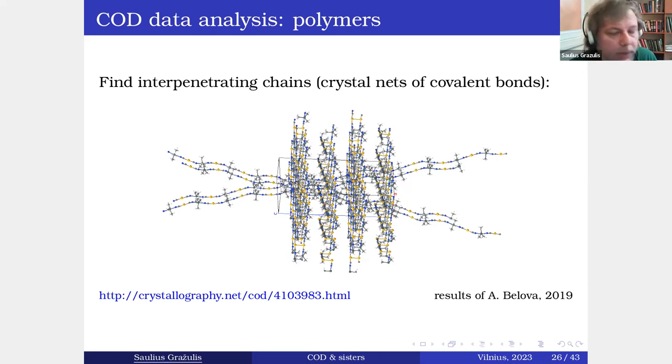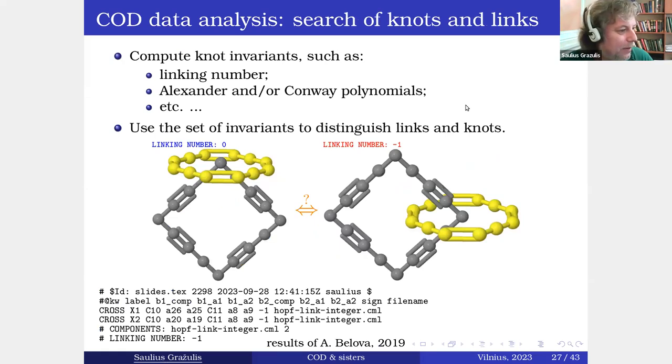But the other possibility is that the two layers are knitted together. They don't have covalent bonds, but they interpenetrate each other infinitely many times and form sort of knots. And I don't know how to algorithmically detect that. That would be an interesting thing to do.